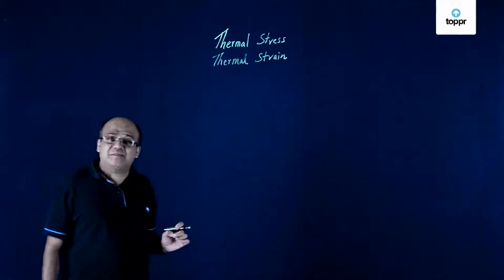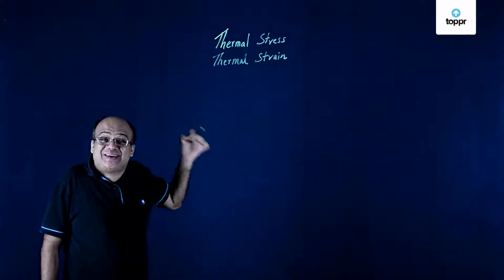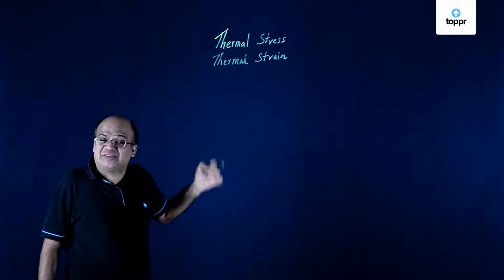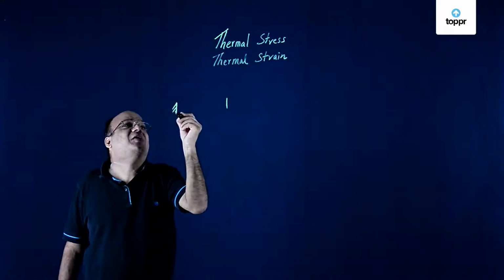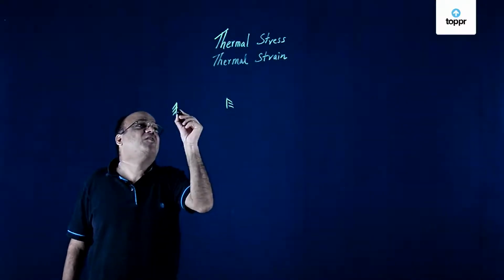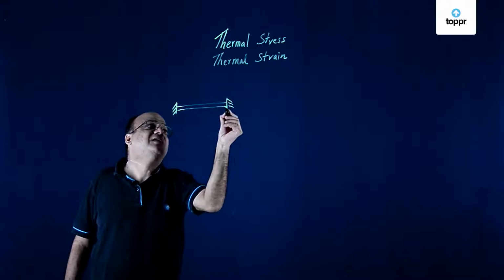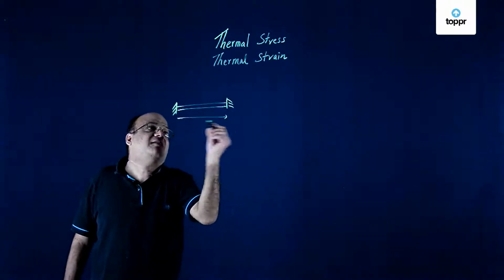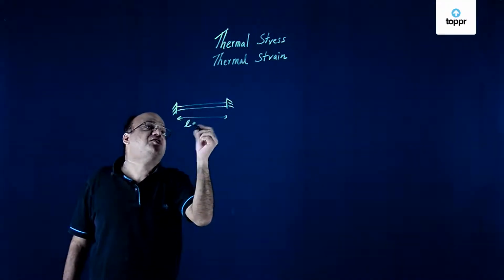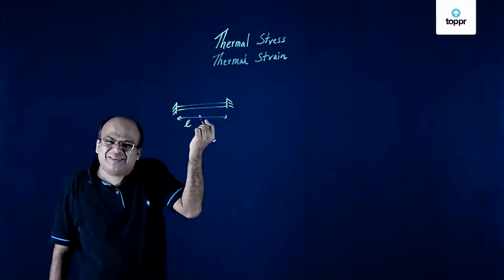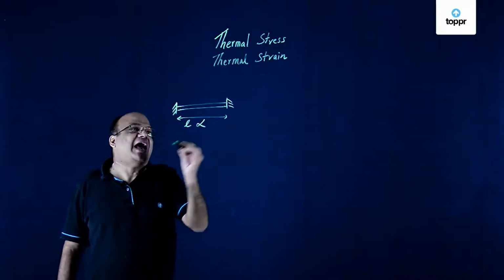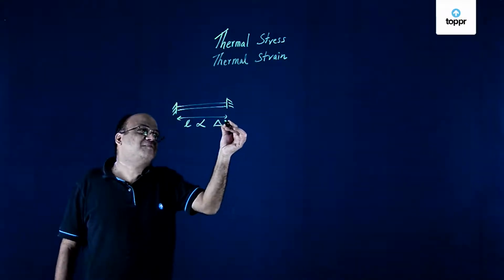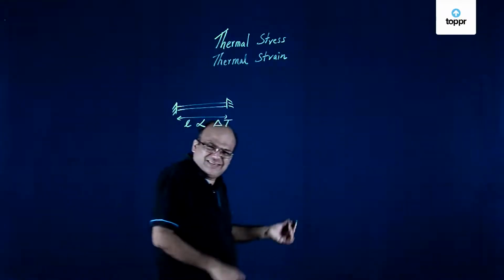In this lesson, we are going to learn about thermal stress and thermal strain. Suppose these are two walls, okay, and here a rod is fixed. Length of the rod is say L. Coefficient of thermal expansion, linear expansion of this rod is alpha. And suppose the temperature increases by delta T, right?